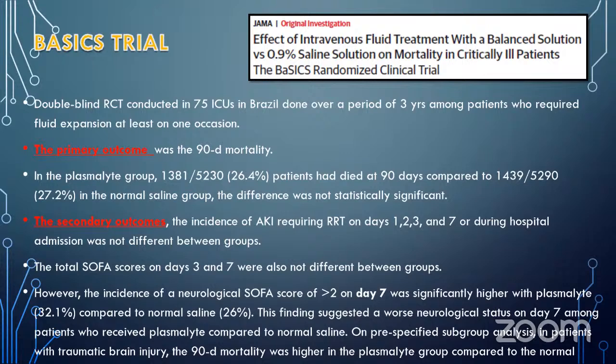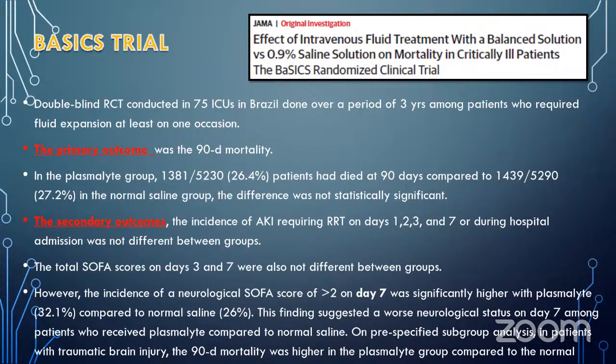This again tells you that probably your choosing of fluid also depends on your pathology. If you are choosing a fluid for a patient with a traumatic brain injury or a neurological insult, probably choosing a normal saline is much more common sense over preferring a solution like Plasma-Lyte. And in this study, the major drawback is that the majority of them were post-operative surgical ICU patients. And in one pre-specified subgroup analysis in patients with traumatic brain injury, the 90-day mortality rate was higher in the Plasma-Lyte group compared to the normal saline group.